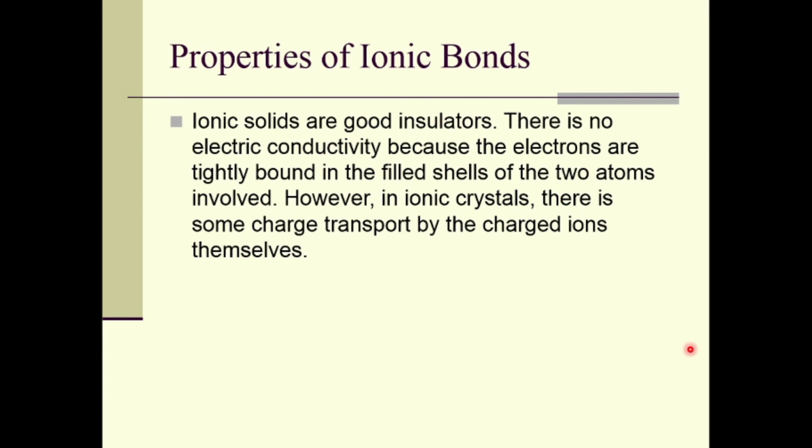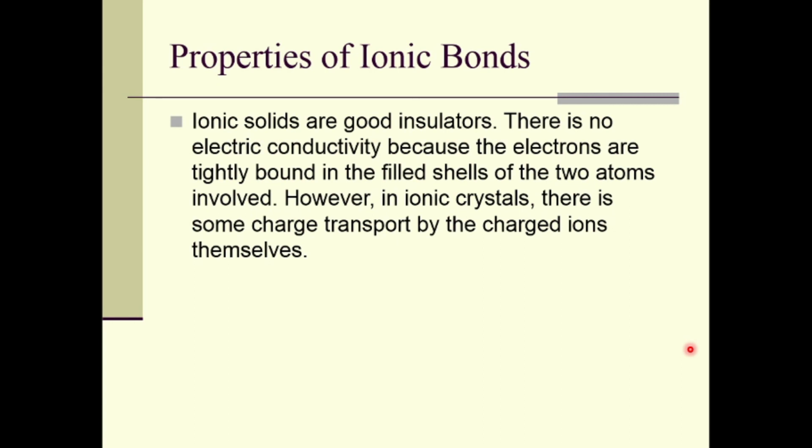The ionic solids are good insulators. There is no electric conductivity because the electrons are tightly bound in the filled shells of the two atoms involved, right? So you can see the sodium ion has attained the noble gas configuration, and also the chlorine ion has attained the noble gas configuration. That means there are no free electrons, right? We know that electric conductivity is because of free electrons. If there are no free electrons, there will be no flow of electrons, and therefore there is no current, and therefore they are electrical insulators. They are good insulators, right?